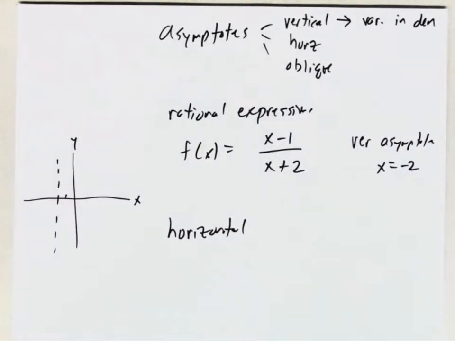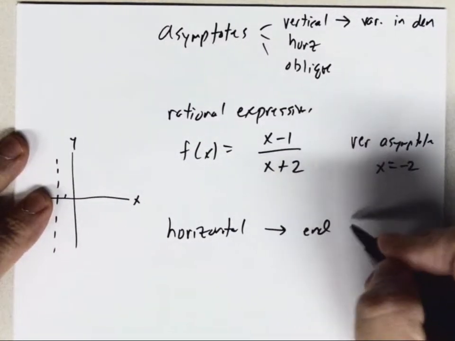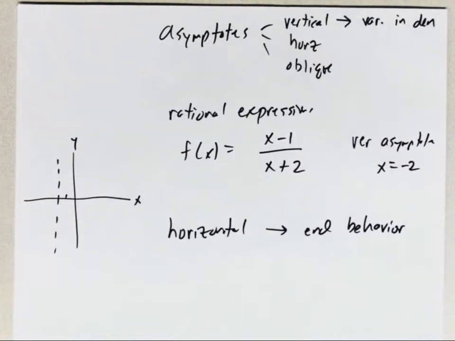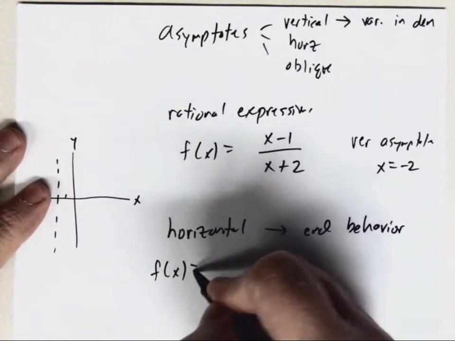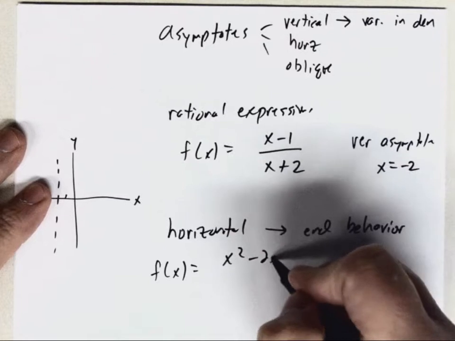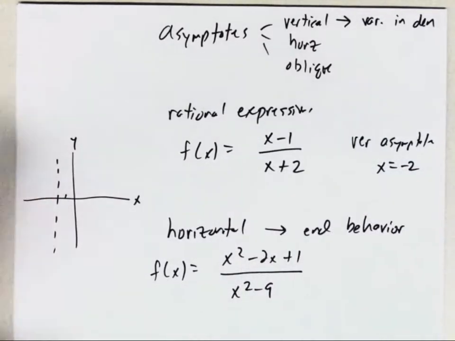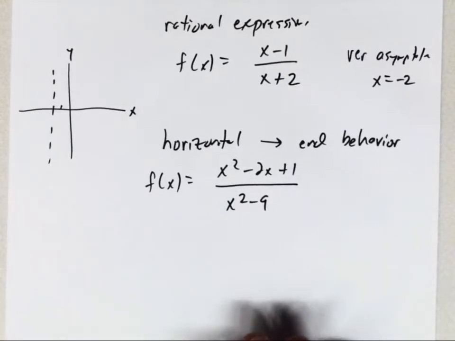Now actually, we're going to use a principle that I talked about a video or two ago. I told you we were going to use it again. And that's the idea of end behavior. So let's just do some examples. So say I have this rational expression, and they asked me to find the asymptotes.